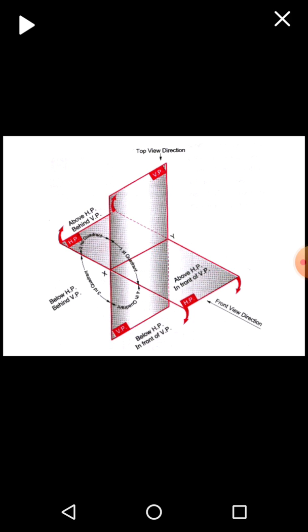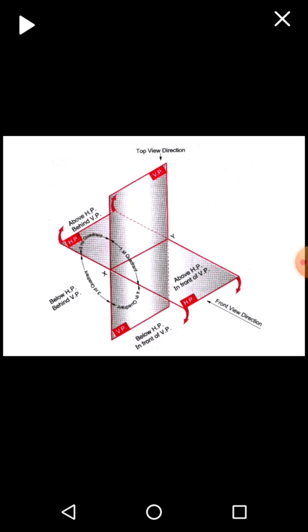Now see, if the object is placed in the first quadrant, for taking the projection on the vertical plane, the observer will look from the right side, and we will get the projection on the vertical plane. That is the front view. To take the projection on the horizontal plane, the observer position will change, and the observer will look from the top side and take the projection on the horizontal plane. That means we'll get the top view.